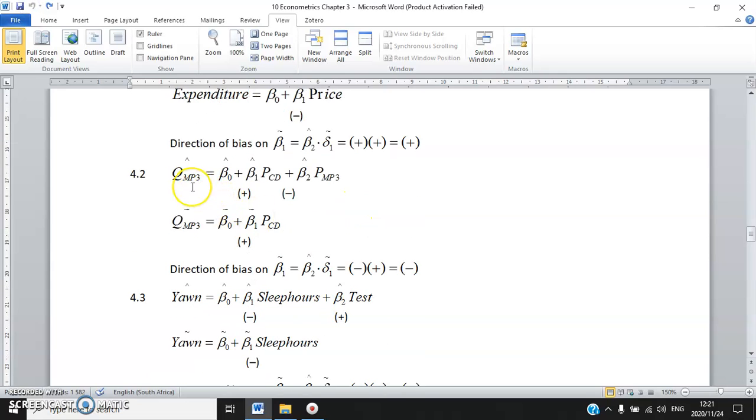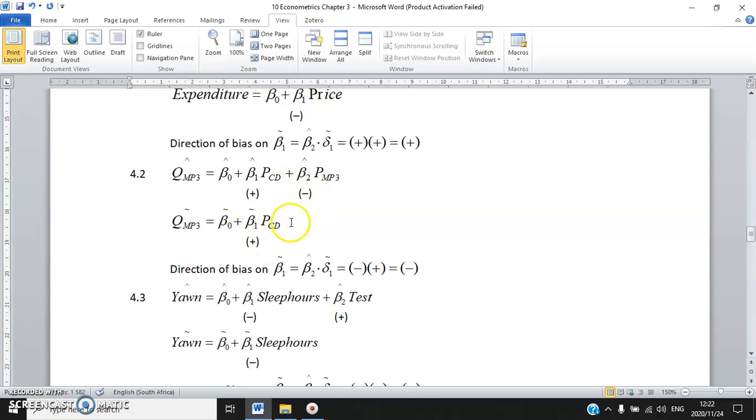Then the second one, quantity demand of MP3 is a function of price of CD. Positive relationship, because if the price of the CD becomes more expensive, you would rather demand the substitute, MP3. And then price of MP3 versus quantity of MP3, you know the negative relationship, the law of demand. So B2 hat is negative.